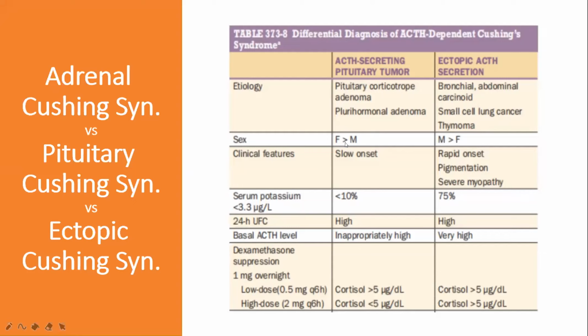With regards to the sex, ACTH-secreting pituitary tumor is more common in females, while ectopic ACTH is more common in males. For the clinical features, as mentioned earlier, when there is rapid onset and there is marked hyperpigmentation and severe myopathy, then probably we're dealing with ectopic ACTH secretion.